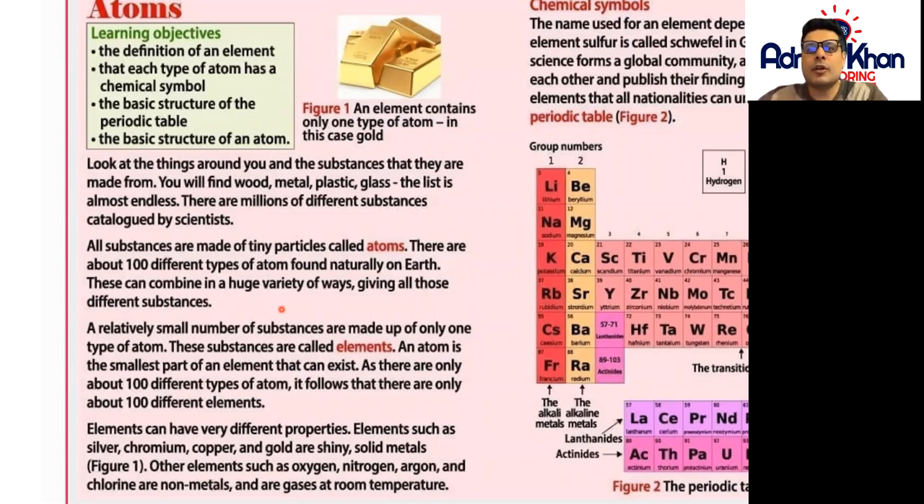And these can combine in a huge variety of ways, giving all those different substances that some of them we just mentioned earlier. A relatively small number of substances are made up of only one type of atom. These substances are called elements. So elements are substances that are made up of only one type of atom. An atom is the smallest part of an element that can exist, as there are only about 100 different types of atoms. It follows that there are only about 100 different elements as well.